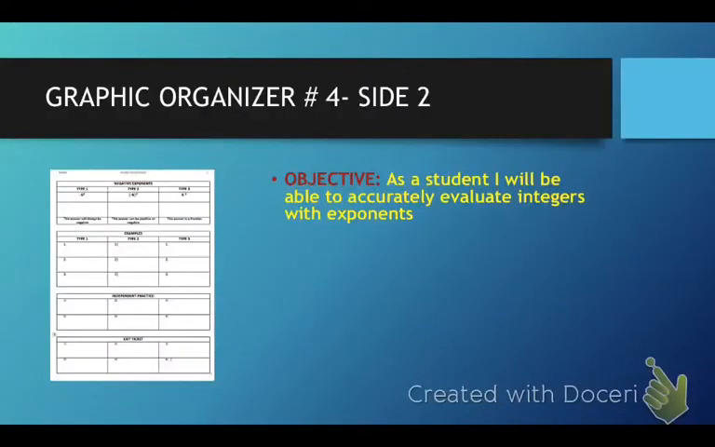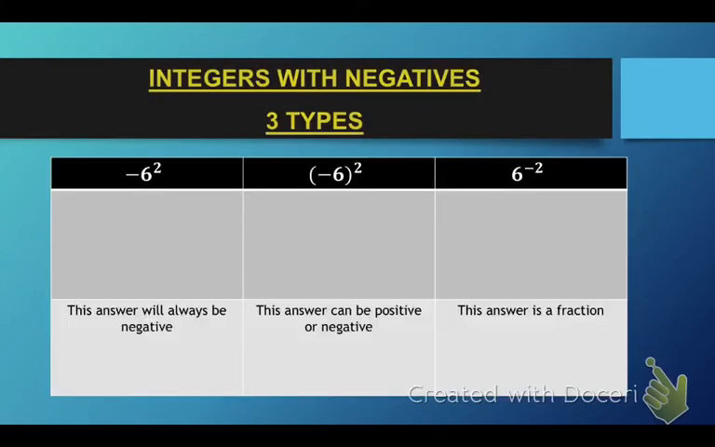You will need graphic organizer number 4, side 2. You can pause the video and get this graphic organizer now. Please be aware that there are categories that go straight up and down today. All right? We're going to start with integers with negatives. We're going to go ahead and get started.